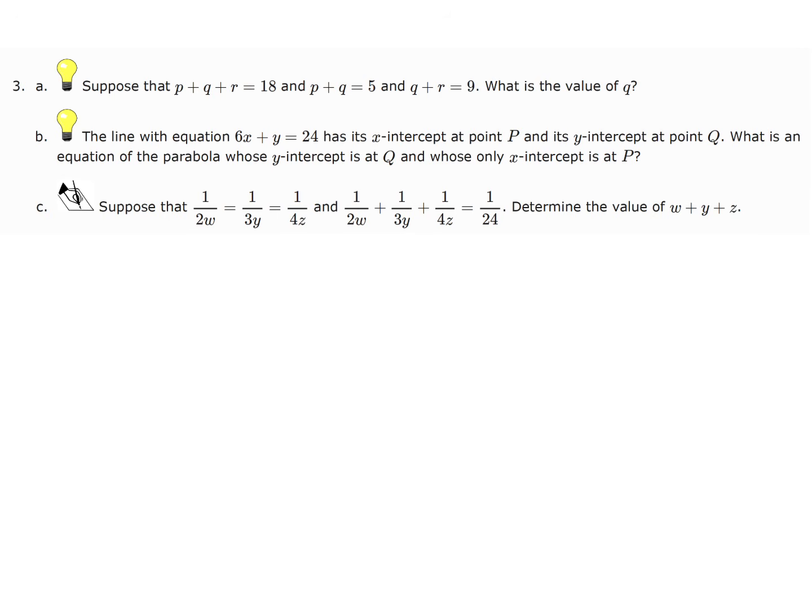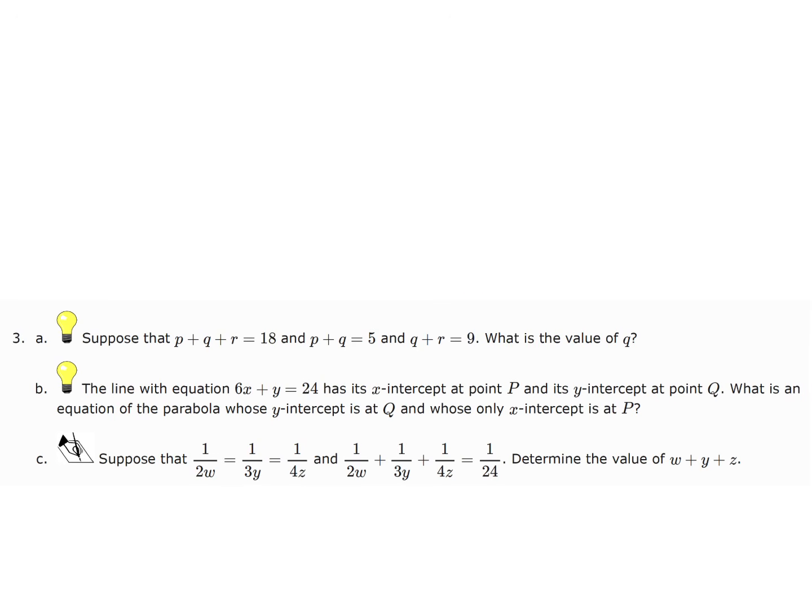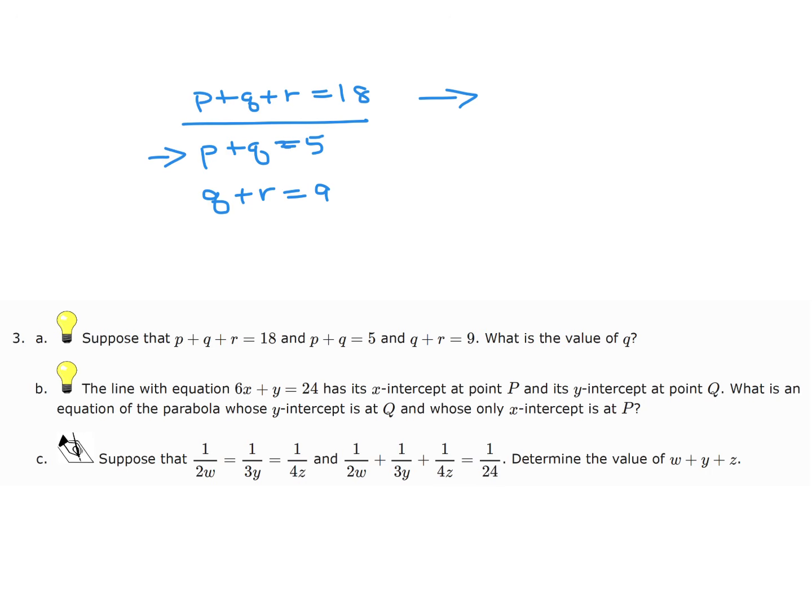Suppose that P, Q, R, the sum is 18, P plus Q is 5, Q plus R is 9. What is the value of Q? Okay, so P plus Q plus R is 18, and then P plus Q is 5, and Q plus R is 9. Okay, so using this, we can substitute this guy. So that's going to be 5 plus R is 18, and therefore R is 13.